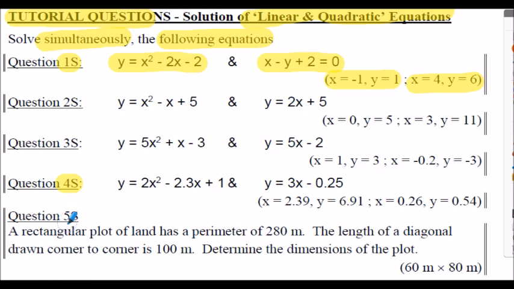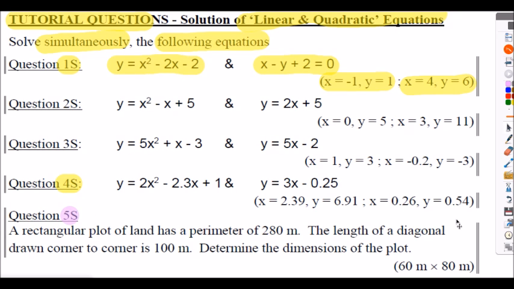Note for reference, question 5s is a contextualized problem where we need to actually apply Pythagoras' theorem and also the formula for the perimeter of a rectangle. So we need to apply those techniques to generate the two equations in this case. One will be a linear line, but the other will be a non-linear line. It will not be of the form of quadratic, but it will be a non-linear line.